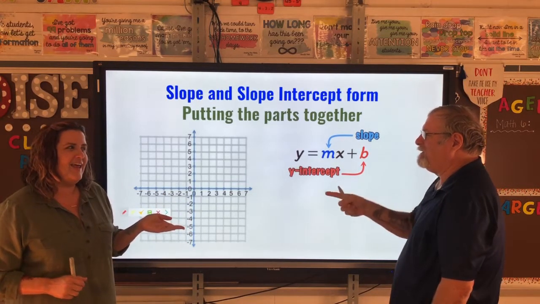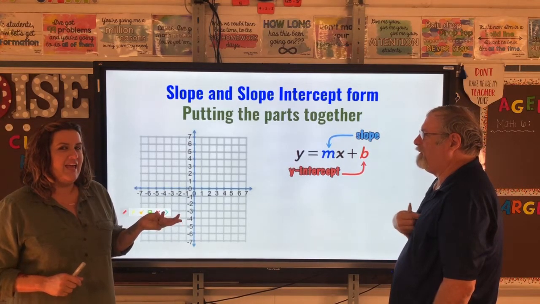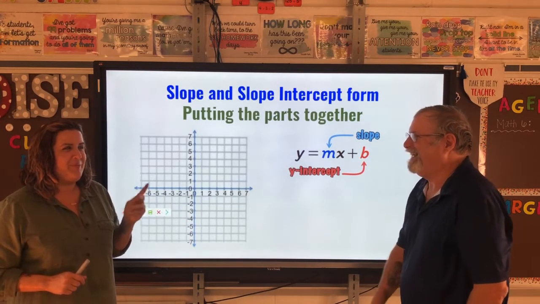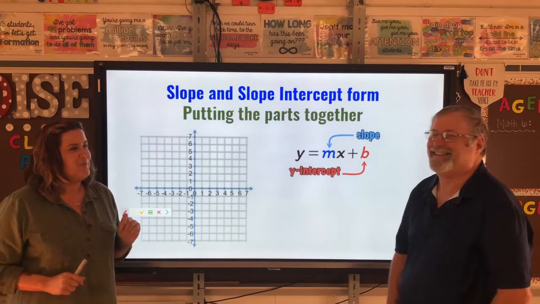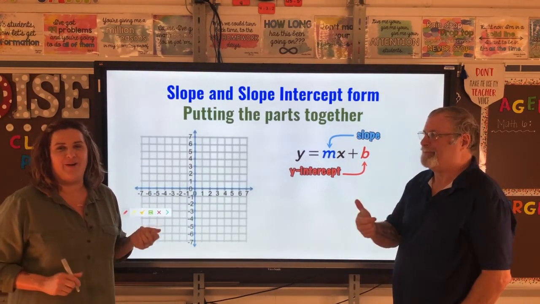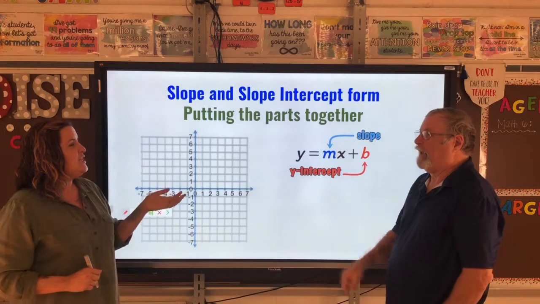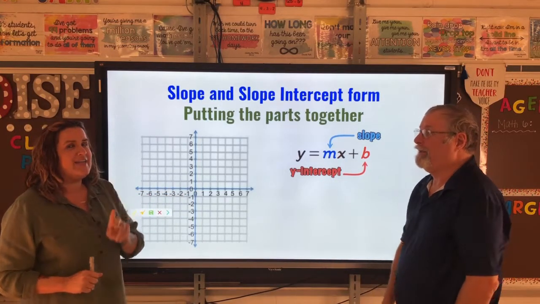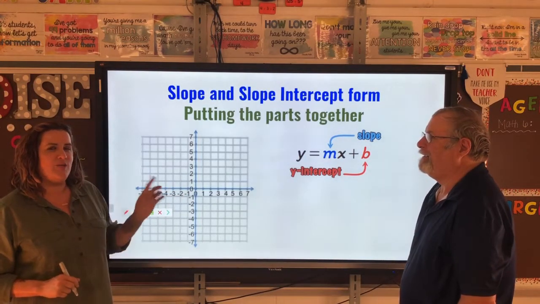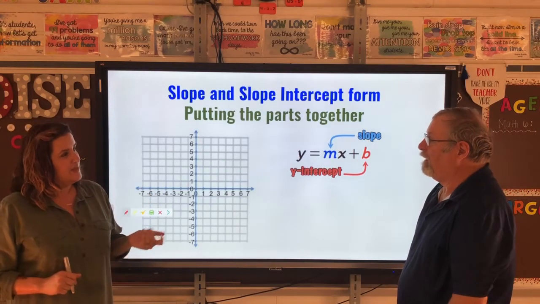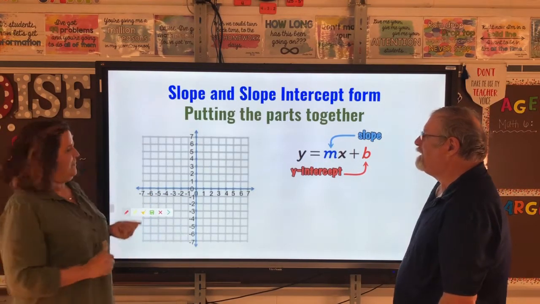Can you quickly show me what a b is? The y-intercept is the point at which a line passes the y-axis. So it is the number where the line crosses, wherever x is 0. So I can identify any point on a line using the formula y equals mx plus b.